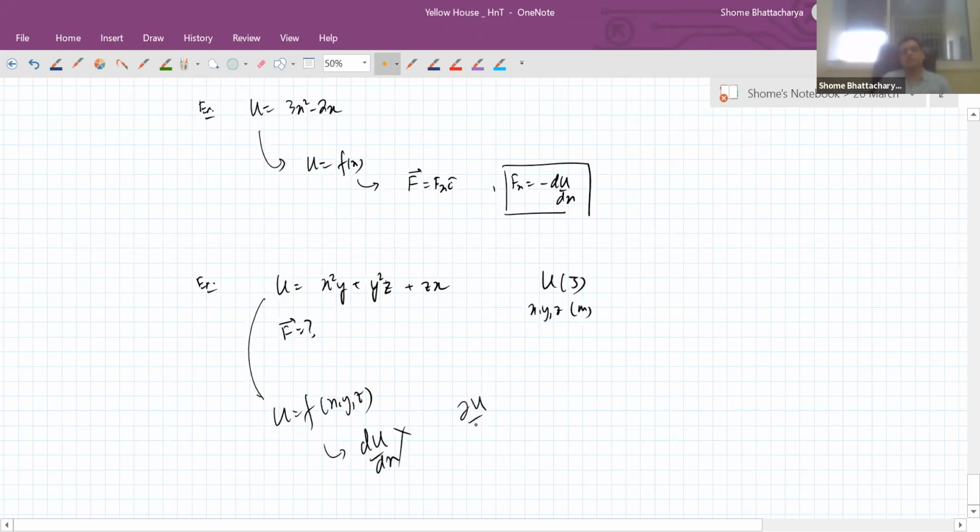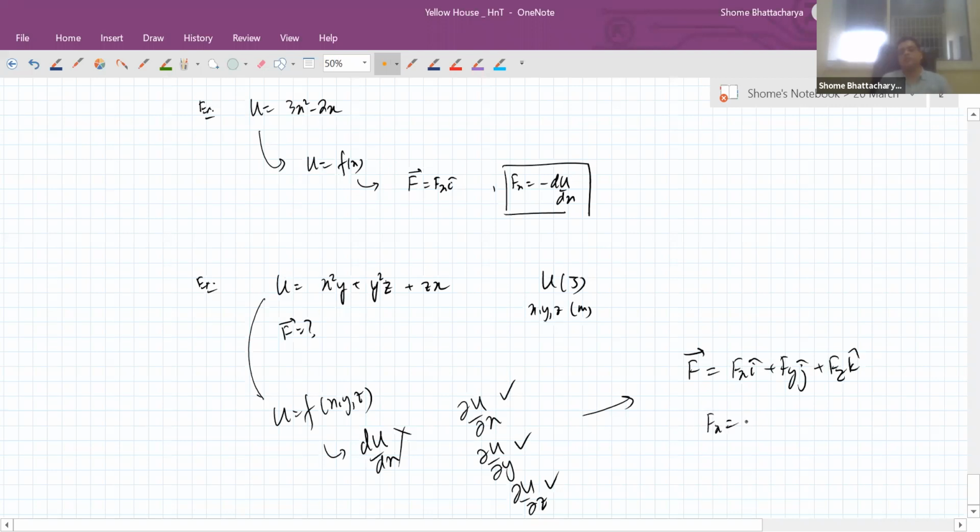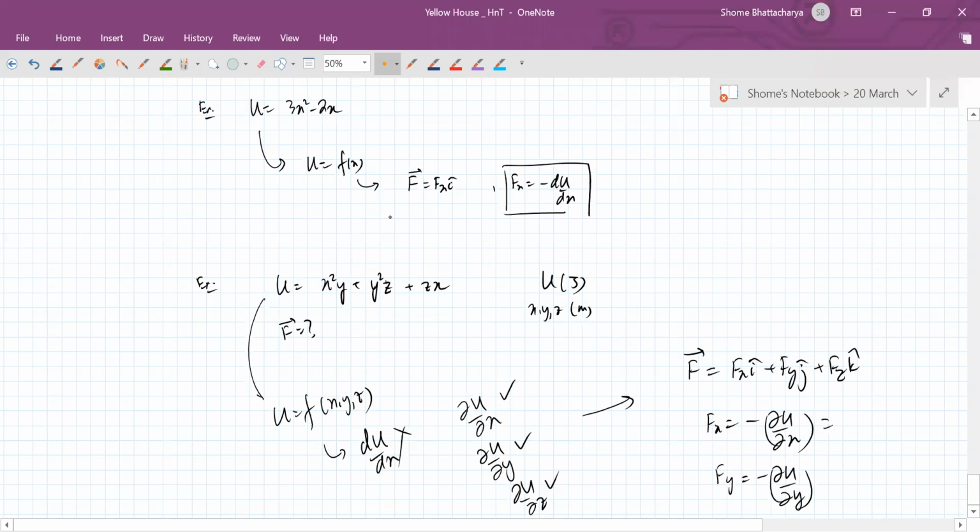Instead, del u by del x makes sense, del u by del y makes sense, and del u by del z makes sense. That shows us that the force has three components: Fx i cap plus Fy j cap plus Fz k cap, such that each component is the negative of the gradient with respect to that particular coordinate. Understood the difference between these two? Yes, sir. Okay, now let's just do this calculation.